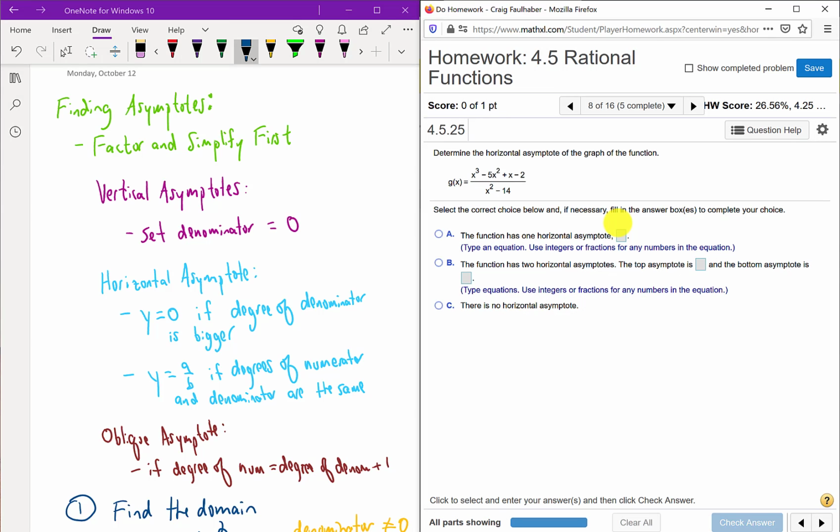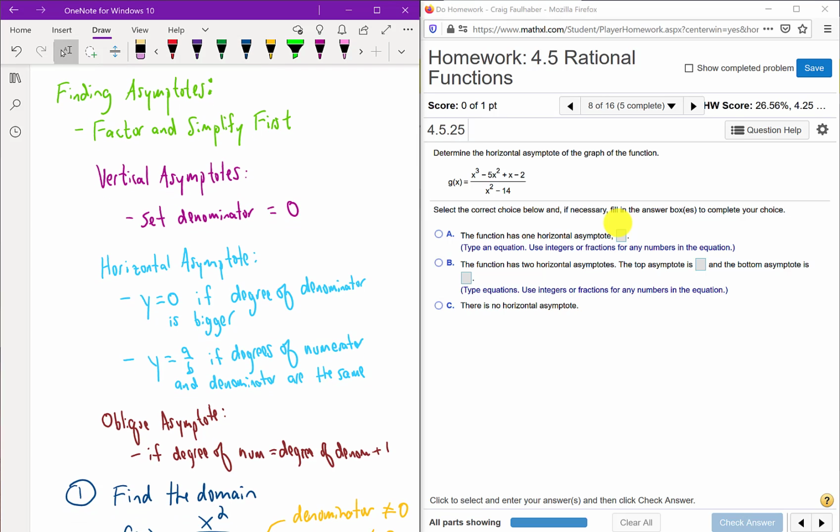Okay, problem 8, they want us to find the horizontal asymptote. And you'll notice that for horizontal asymptotes, we only have two options. Either the degree of the denominator is bigger, or the degrees of the numerator and the denominator are the same. That is not the case here. The degree of the numerator is actually bigger in this case, and it's 1 bigger than the degree of the denominator, so that actually means that we're going to have an oblique asymptote.